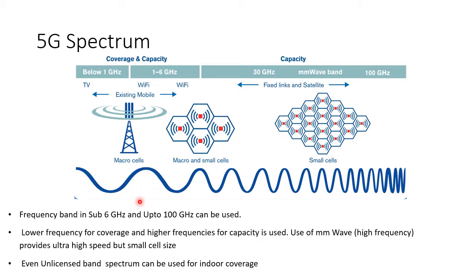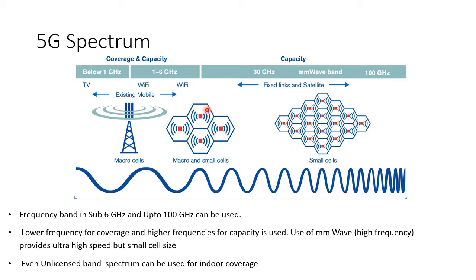5G new radio uses frequency bands in sub 6 GHz and up to 100 GHz. Lower frequency is used for coverage, higher frequencies are used for capacity and ultra high capacity. Use of waves on the higher frequency side provides ultra high speed but small cell size.